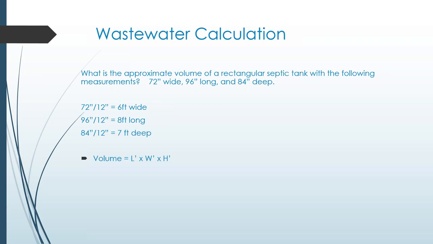Our volume formula says volume equals length in feet times width in feet times the height or the depth in feet. In this instance, volume equals 8 feet by 6 feet by 7 feet, giving us a volume of 336 cubic feet. Now, 336 cubic feet is a suitable answer, but typically we refer to volume in gallons. So in order to convert our cubic feet into gallons, we will say 336 cubic feet multiplied by 7.5 equals 2,520 gallons.